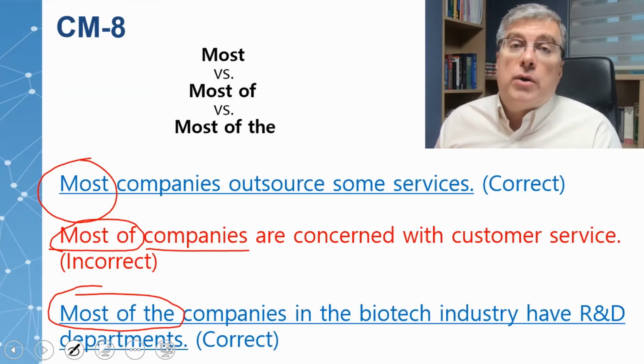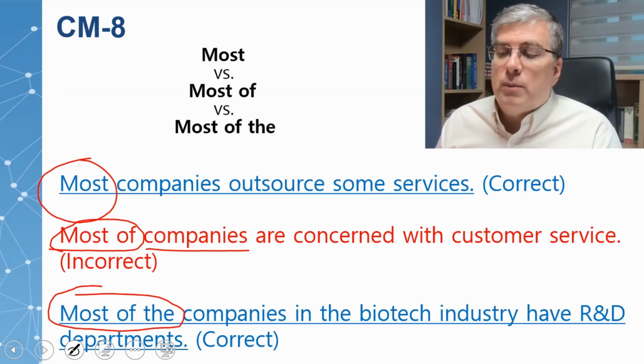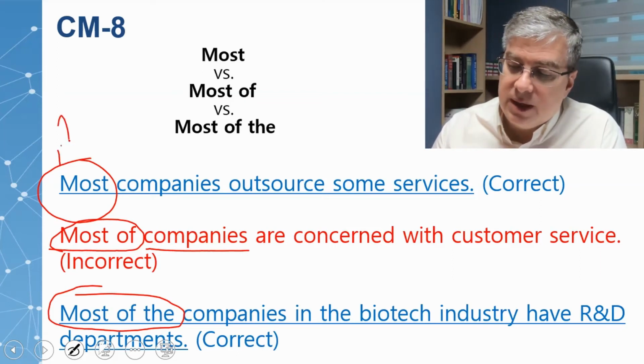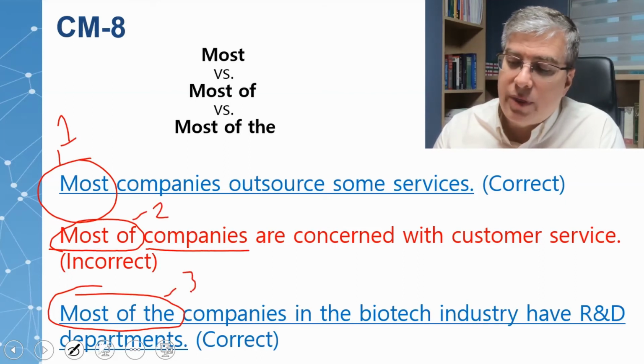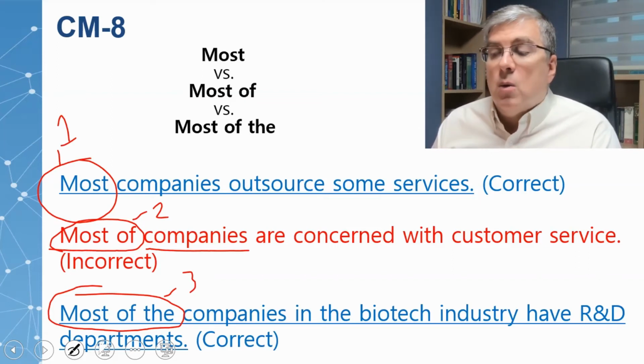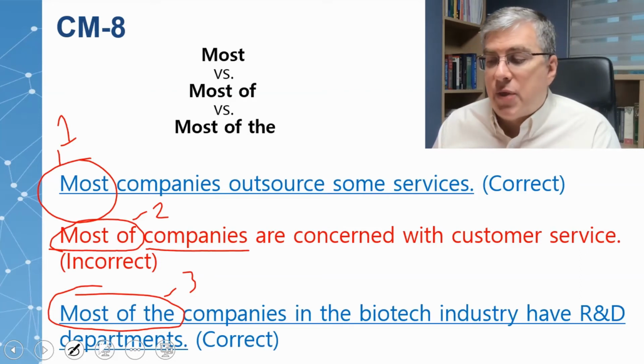I hear this all the time, so be careful. What's the difference? First of all, this could be number 1, this could be number 2, and this could be number 3. Numbers 1 and 3 are correct, but you'll notice sometimes I'm saying "most" and sometimes "most of the." What's the difference between 1 and 3?